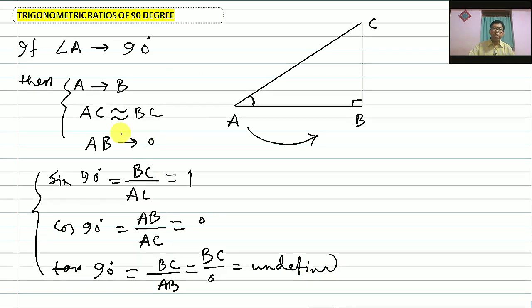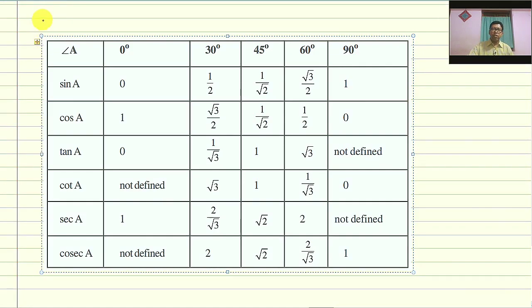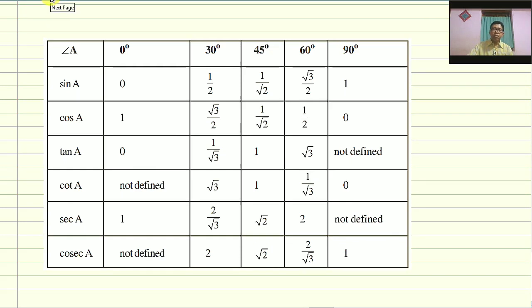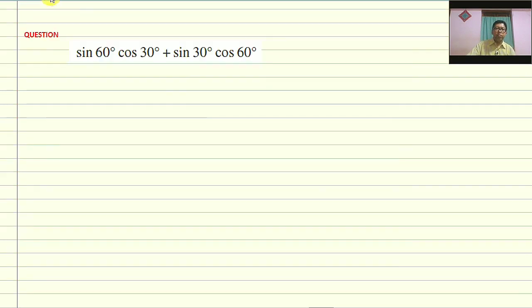Now I want to show the chart for which you are waiting. This is the chart, the final chart. You just copy it in your copy. Completed. I want to show one example and after that our discussion will end. This question is taken from your NCERT book.